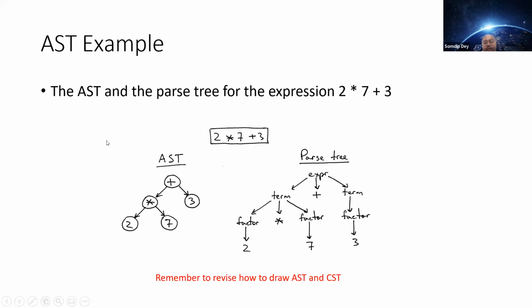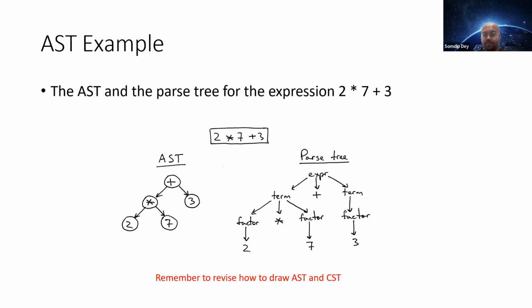So let's look at an example. Say you are given the expression 2 multiplied by 7 plus 3. Can you draw an abstract syntax tree? It's one of the easiest things, because remember, you go from left to right, and you have to draw the tree based on precedence, because multiplication takes higher precedence. So as you can see, the AST can be generated in this form.